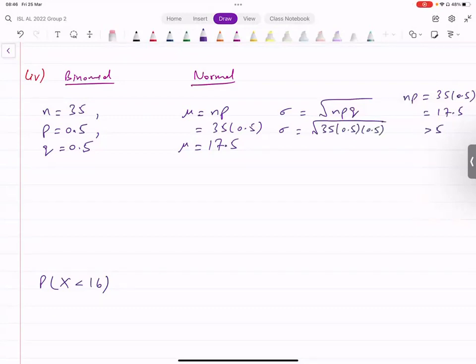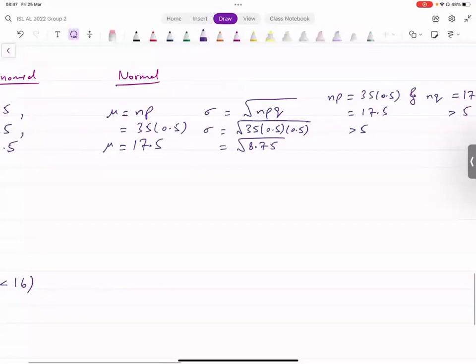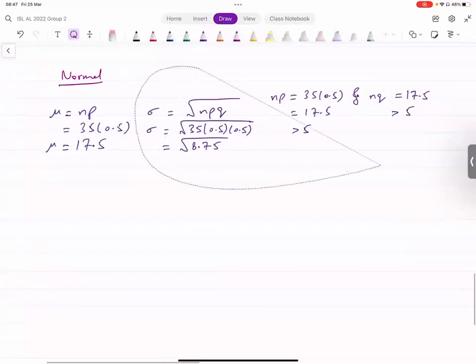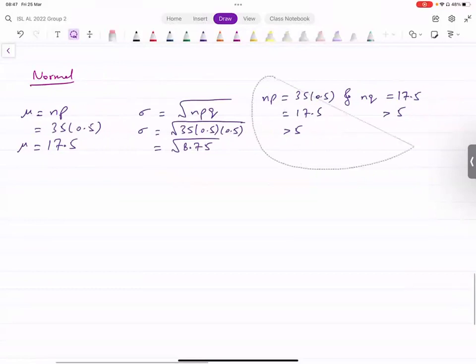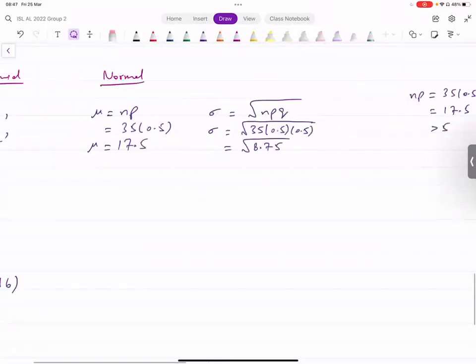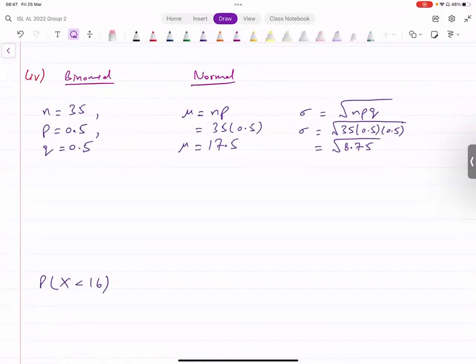You can keep it in square root form, ताकि आगे rounding of errors नहीं आए. ये क्या आता है? 17.5 over 2, that is 8.75 square root. So we've got the standard deviation and we've got the mean. ठीक है, ये दोनों चीजें मैं यहाँ पे निकाल ली. अच्छा, ये दोनों चीजें फाइंड कर ली.